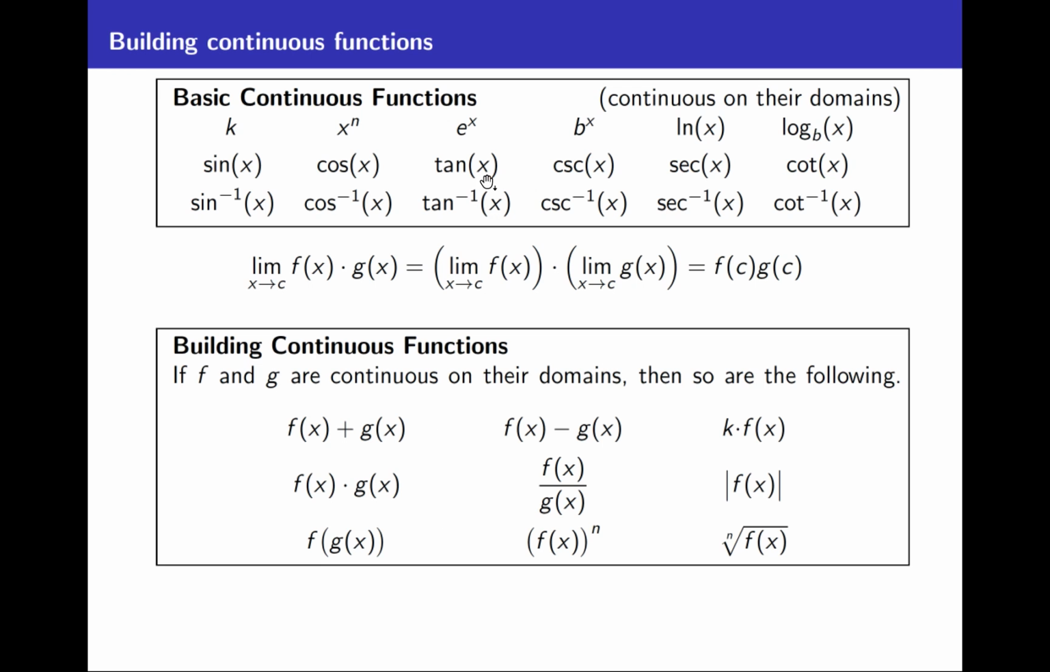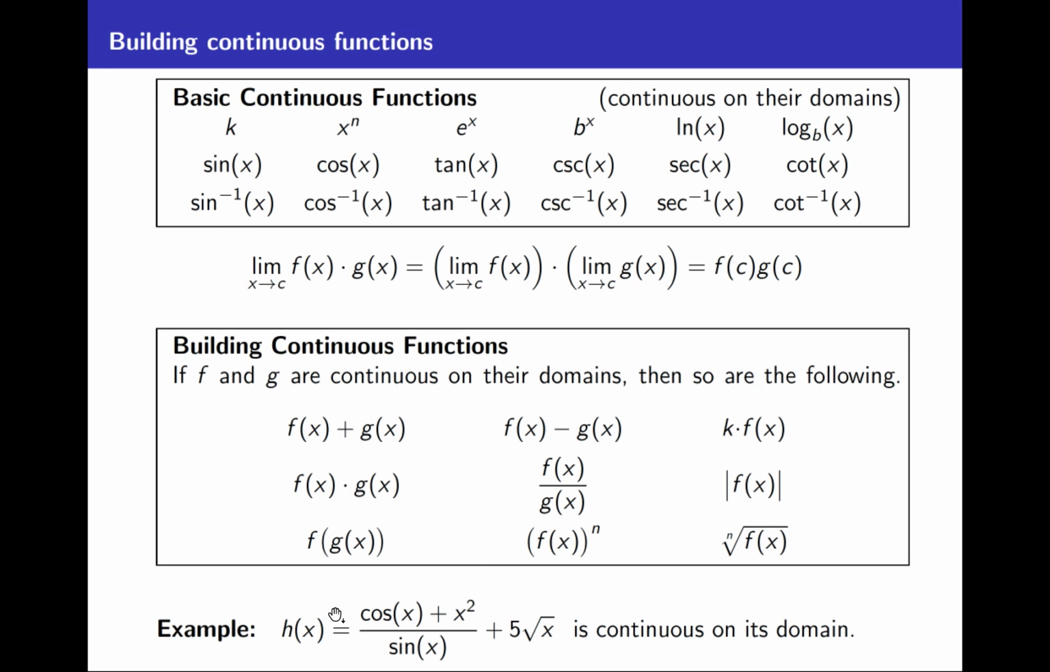So you can take these basic continuous functions and combine them with operations that we've listed here, and you're guaranteed that what you're going to get is going to be a continuous function. So as an example, think about the function h of x equals cosine of x plus x squared divided by sine x plus 5 square root of x. You can conclude from what we said here that this is continuous on whatever its domain is.